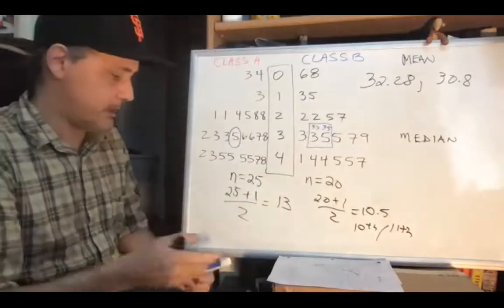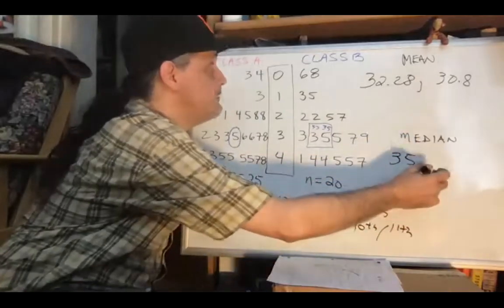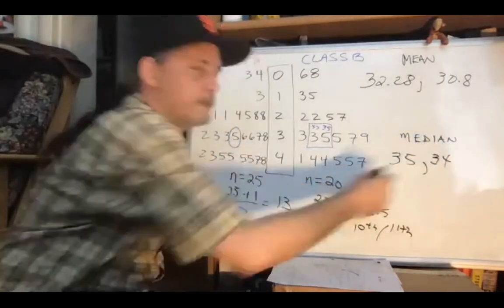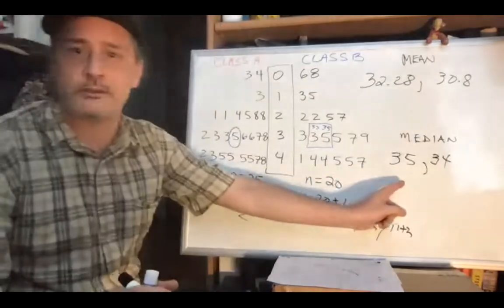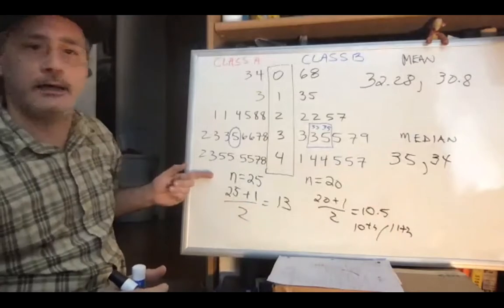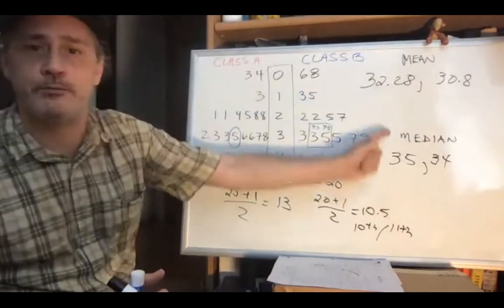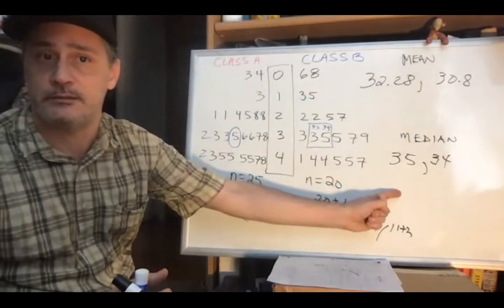All right, so class A, 35 was the median. Class B, 34 was the median. So there was a difference here. We do have some evidence that class A was a little bit stronger. It wasn't just skewed by the average, because the median also shifted.